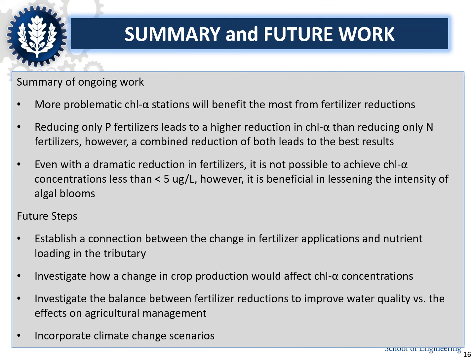In summary, for our ongoing work, we found that more problematic chlorophyll-A stations will benefit the most from these fertilizer reductions. We also found that reducing only phosphorus fertilizers leads to a higher reduction in chlorophyll-A than reducing only nitrogen fertilizers. However, a combined reduction of both would lead to the best results. And we also found that even with a dramatic reduction in fertilizers, it is not possible to achieve chlorophyll-A concentrations less than 5 micrograms per liter. However, it would be beneficial in lessening the intensity of algal blooms.